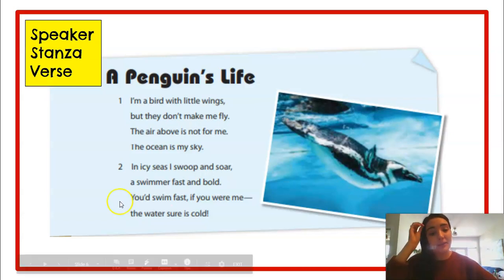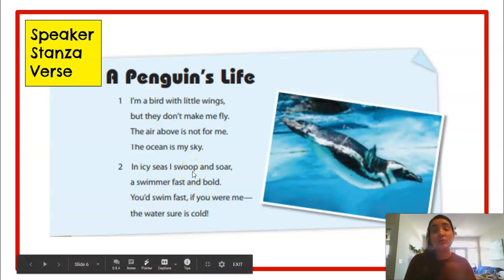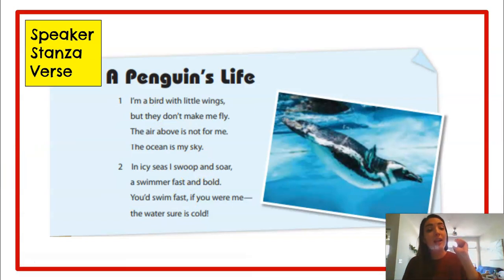All right, so friends, we've talked about this poem before even reading it. We looked at what it is made of, stanzas and verses. Now I want you to be on the lookout for our third vocabulary word. Think, who is the speaker in this poem? Who is it that is talking to the reader? All right, so let's read A Penguin's Life.